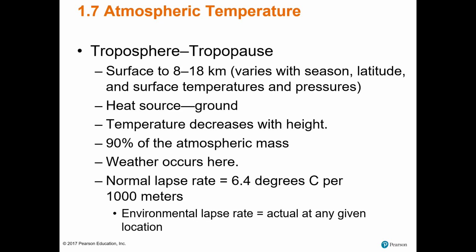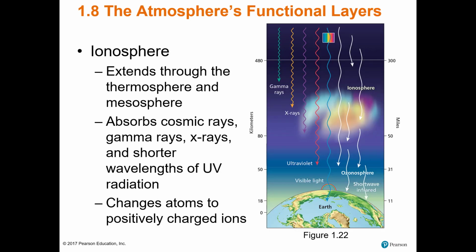That means every 1,000 meters you go up in the troposphere, the temperature decreases by 6.4 degrees Celsius. And it can vary with the environment. The actual lapse rate is called the environmental lapse rate, and that's the actual change at any given location.